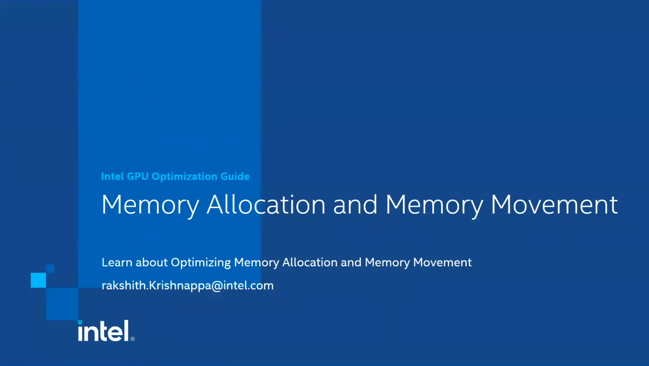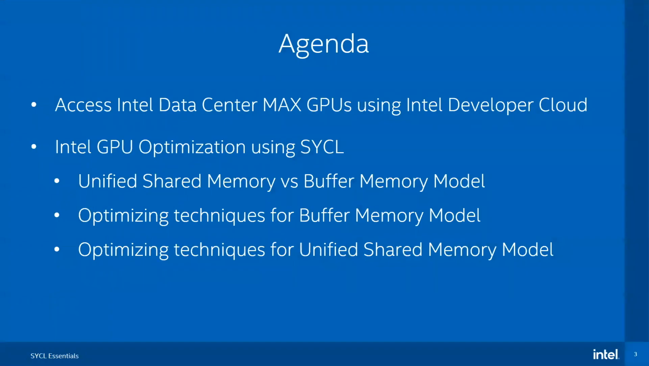Like Ray mentioned, today's topic is Intel GPU optimization, and the focus topic is memory allocation and memory movement. So we will mainly be learning about various techniques on how to optimize memory allocation and also how to efficiently move the memory between host and device, or device back to host, or device to device, and all those things. Right, so in the agenda today, mainly we will learn how to access the Intel data center Max GPUs on the Intel Developer Cloud, and that's where we will be doing the hands-on work.